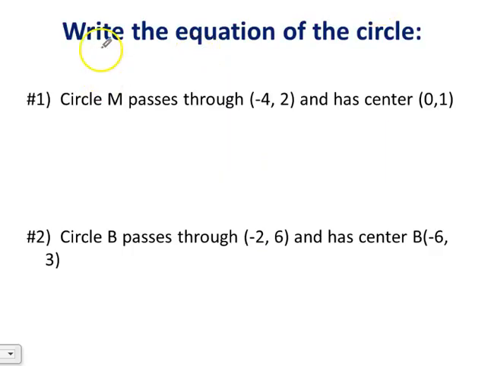Okay. So here we are going to again write the equation of the circle given that circle M, so that means the center of this circle is going to be at point M, passes through this point, -4, 2, and has a center at 0, 1. Okay, so let's go ahead and plot this on a coordinate plane. Let's plot the given information.